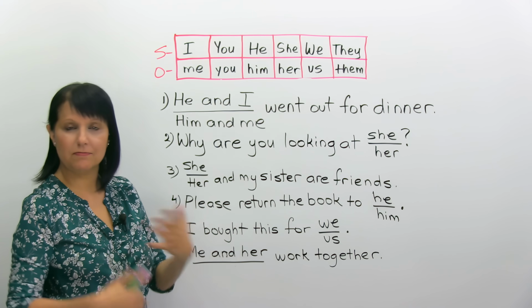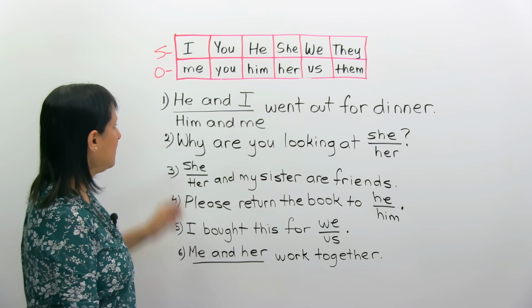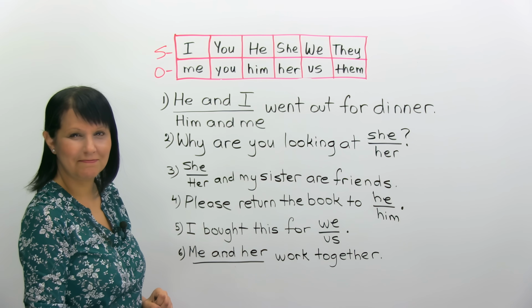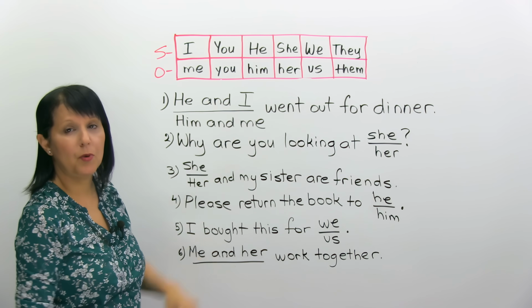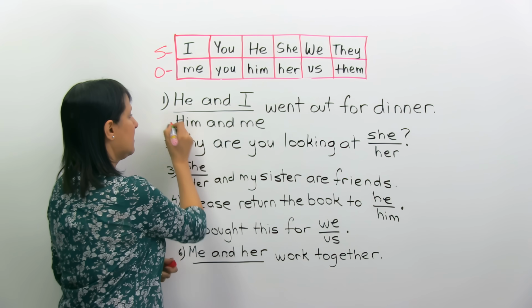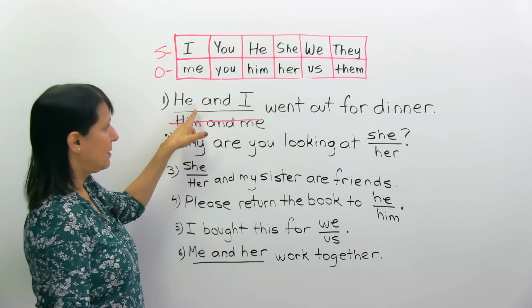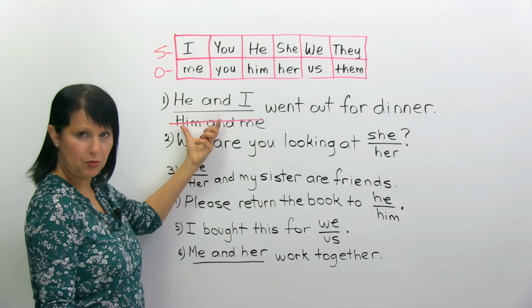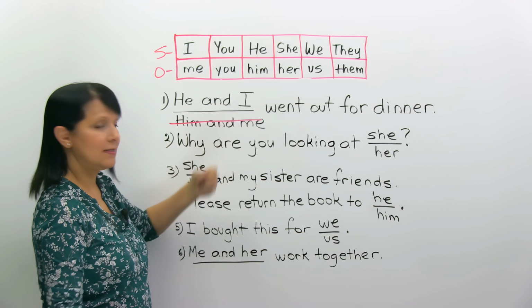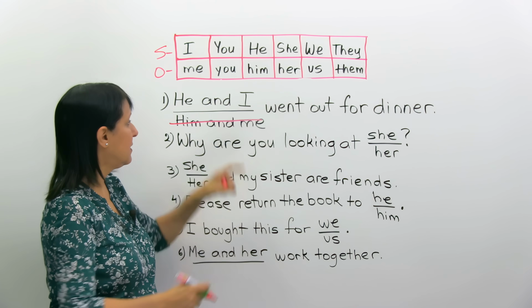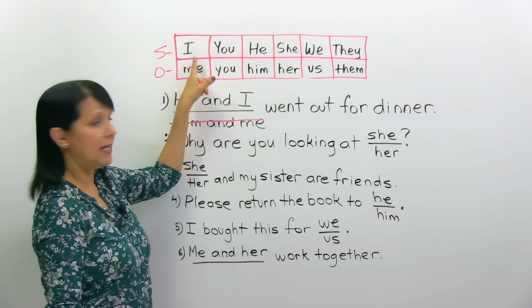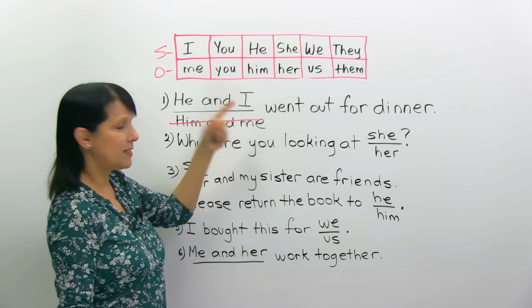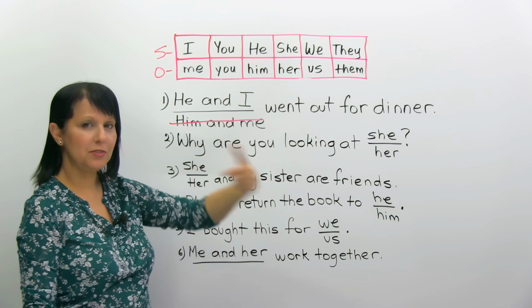And if not, just stay along with me. Here we go. What's the answer? The correct answer is the first one. He and I went out for dinner. Okay? So this is wrong. Why? Because this is the subject, right? The subject of the sentence, the doer of the action. So we want the subject pronouns, which are up here. He and I. And of course, I explained to you before that I goes last.